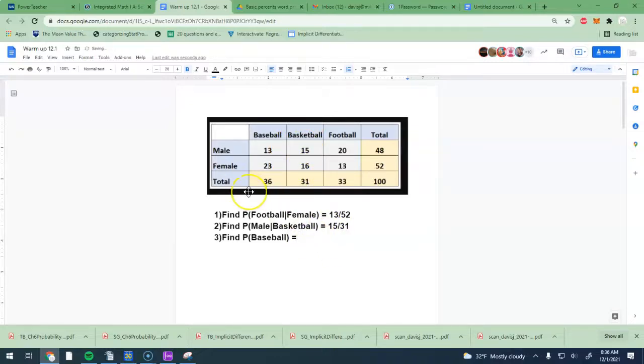Probability of baseball. So now I'm not giving you anything, I'm not isolating it, I'm not narrowing it down. It's just in the whole chart, what's the probability of baseball? So 36 out of, there's 100 total in the chart. Those three okay?